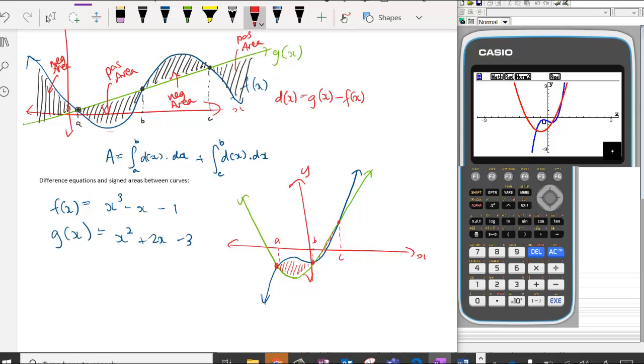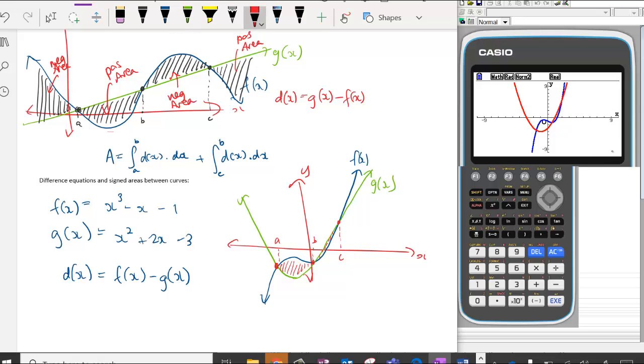So we want to find that difference function, and it doesn't matter which way we do it. So if we say d of x is equal to f of x take g of x, so this blue one here is f of x, and the green one here is g of x.